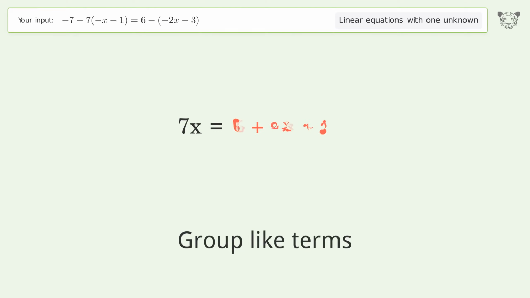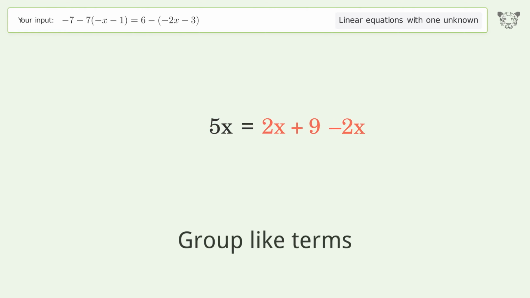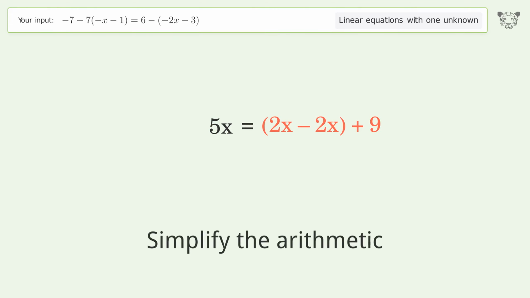Group all x terms on the left side of the equation. Subtract 2x from both sides. Simplify the arithmetic. Group like terms. Simplify the arithmetic.